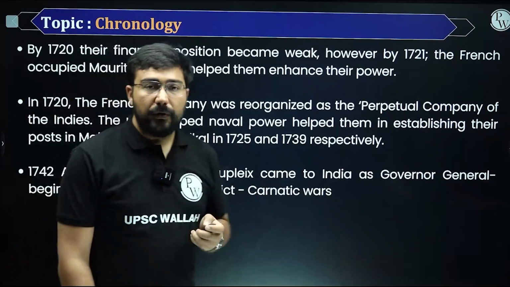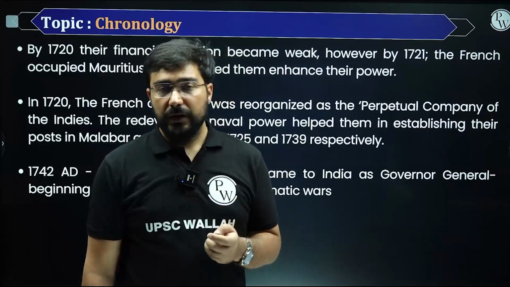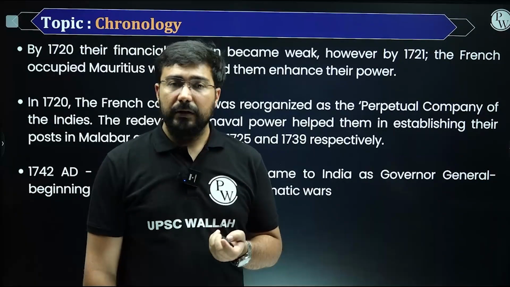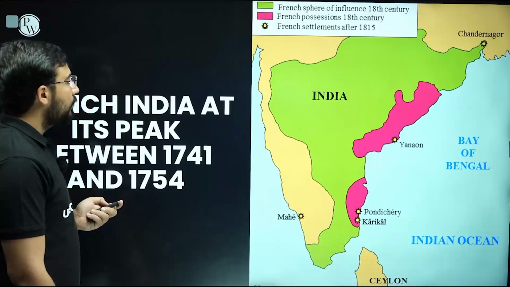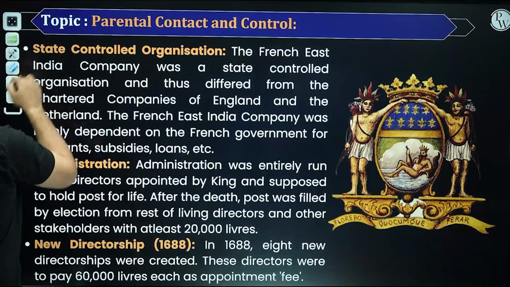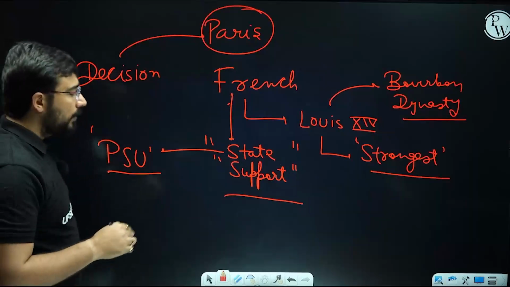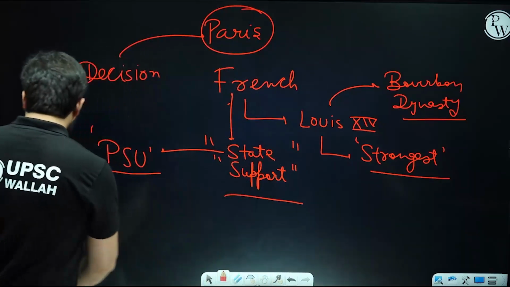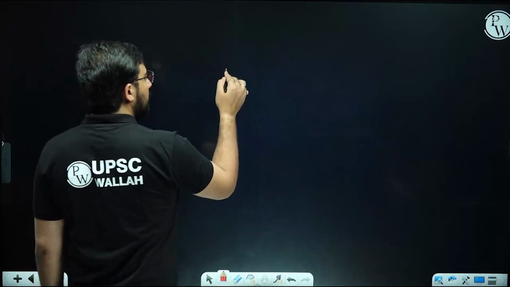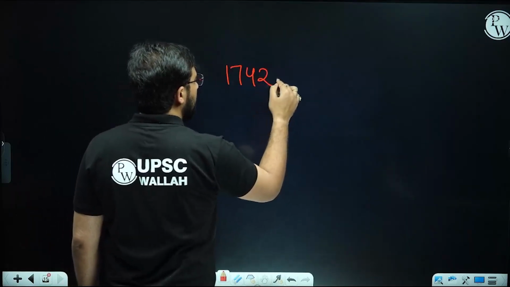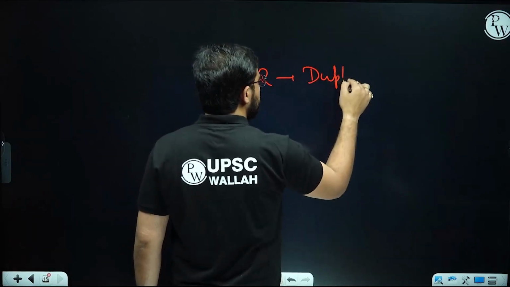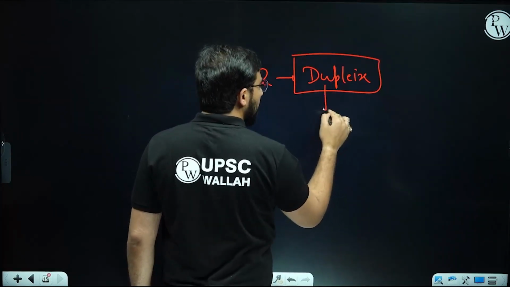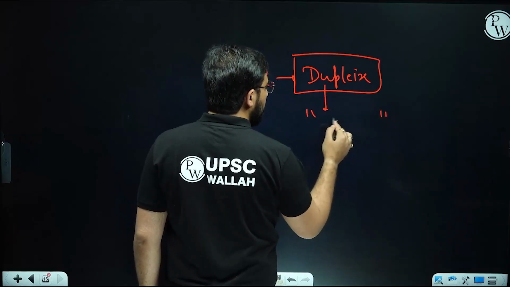And the most important governor general for the French was Dupleix. Dupleix came to India and eventually became the governor in 1742, and this was going to be the major reason responsible for the political rivalry between the French and the English in India. Try to understand this. Once Dupleix came to India as Governor General, he was a person who wanted to create an empire.